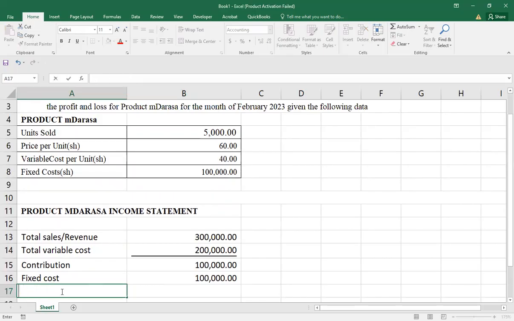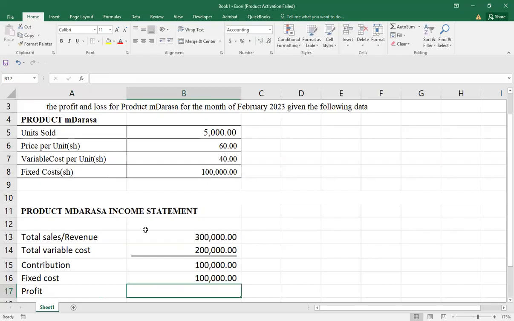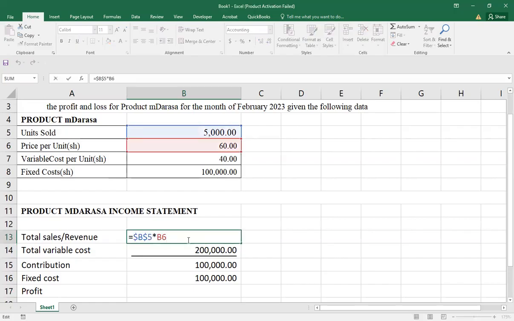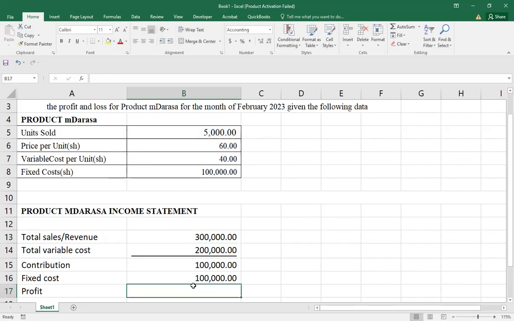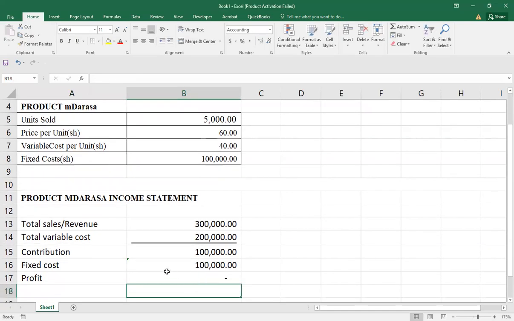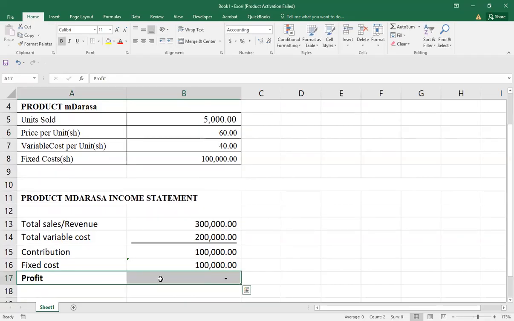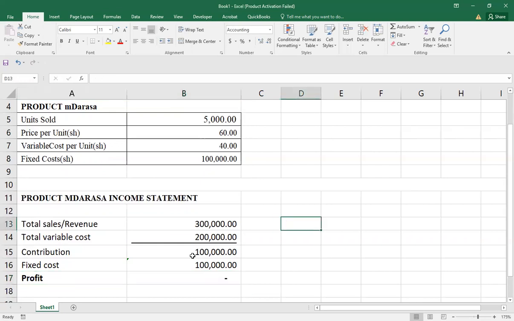Or rather our profit here. A profit having a contribution of 100,000 and a fixed cost of 100,000. So that is to say basically that our profit will be equal to 0. Is that the case? So my profit here literally will be equal to 0. The reason is, of course, you can see our contribution minus fixed cost will give us 0.